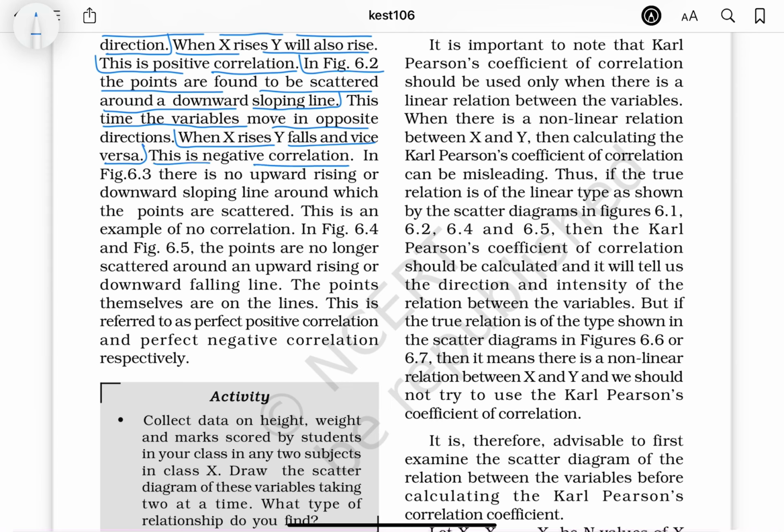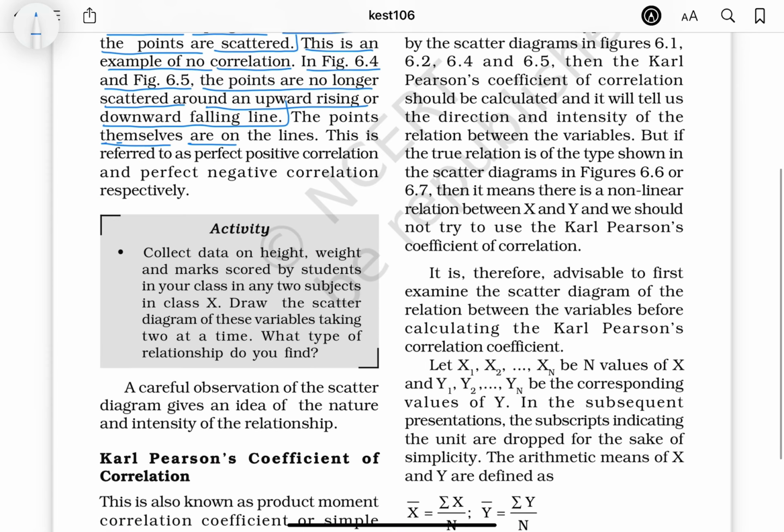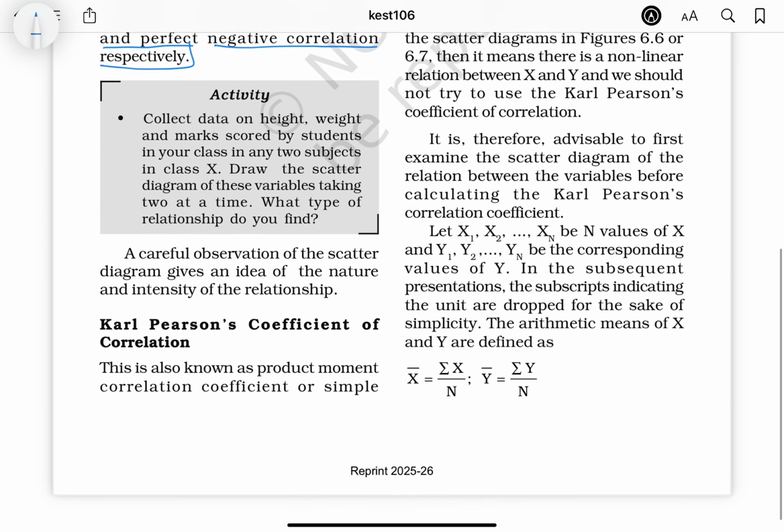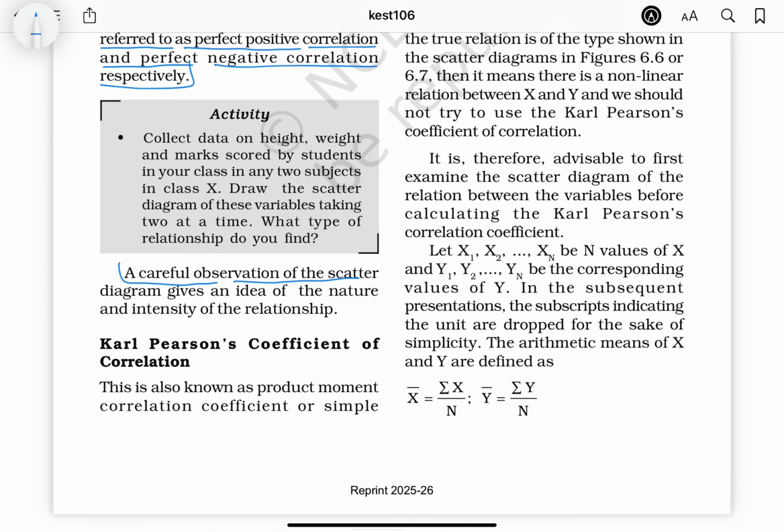This is negative correlation. In figure 6.3, there is no upward rising or downward sloping line around which the points are scattered. This is an example of no correlation. In figure 6.4 and figure 6.5, the points are no longer scattered around an upward rising or downward falling line. The points themselves are on the lines. This is referred to as perfect positive correlation and perfect negative correlation respectively. A careful observation of the scatter diagram gives an idea of the nature and intensity of the relationship.